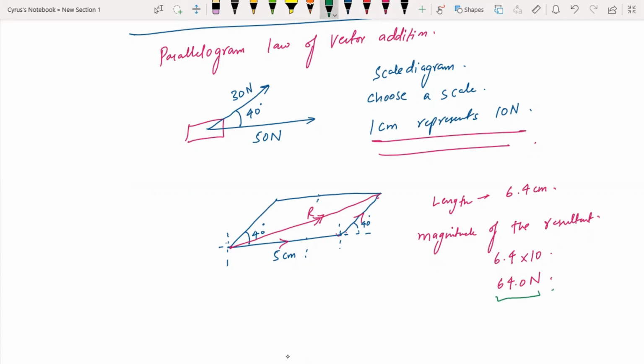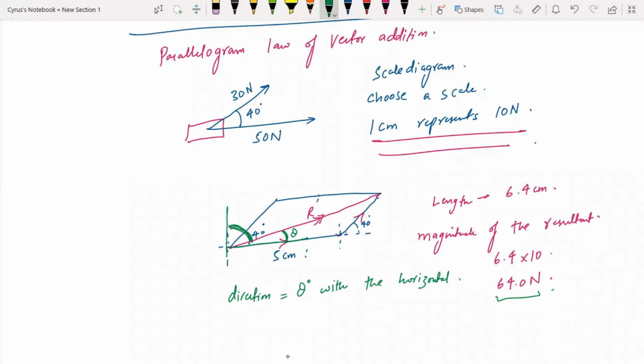And how will you measure the direction here? If you want to measure the direction with the horizontal, you will use a protractor to measure this angle, theta. And you'll say that the direction is theta degrees, whatever the angle is. For example, it can be 17 degrees, it can be 14 degrees, whatever you measure with the horizontal. And you can also measure this angle with the vertical.